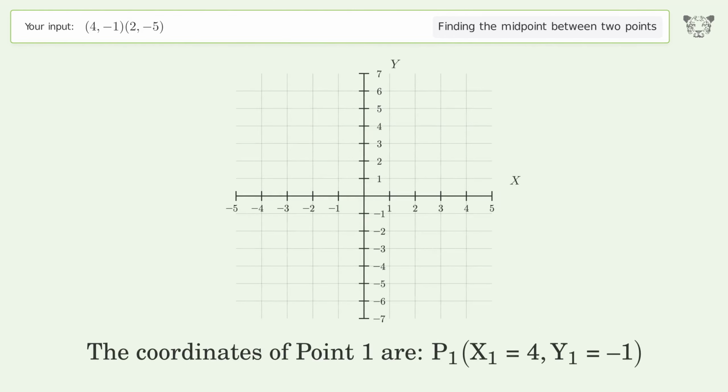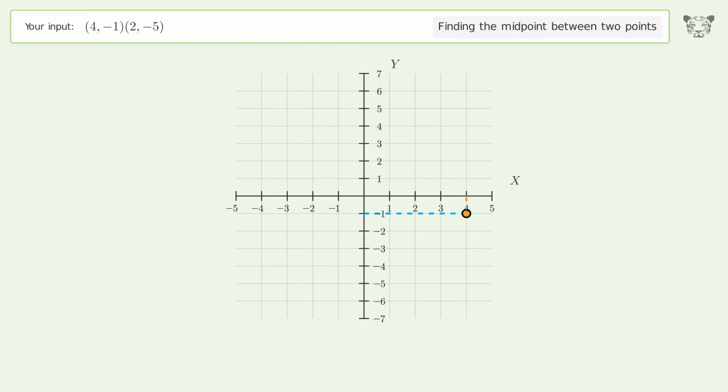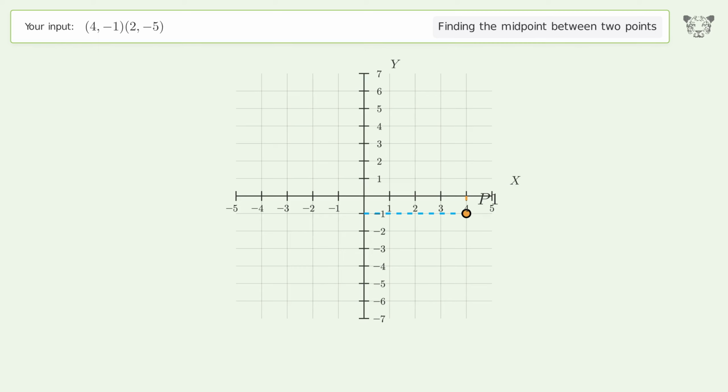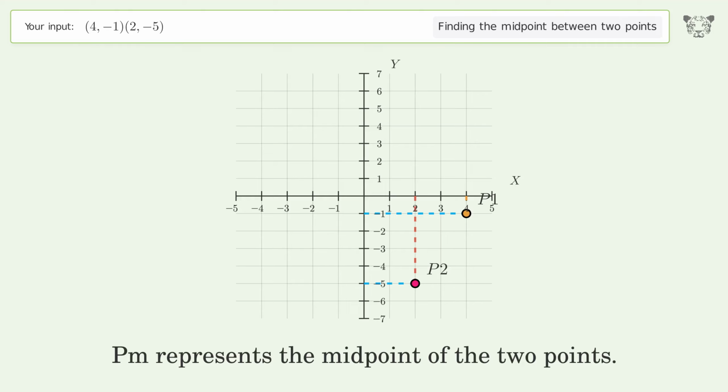The coordinates of point 1 are, x1 equals 4, y1 equals -1. The coordinates of point 2 are, x2 equals 2, y2 equals -5. PM represents the midpoint of the 2 points.